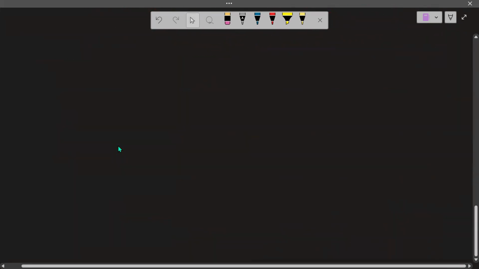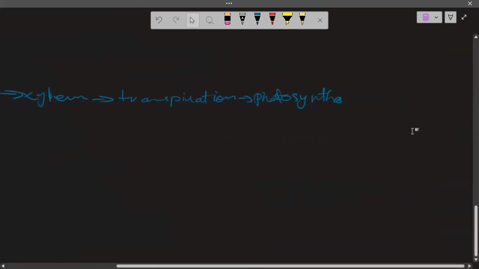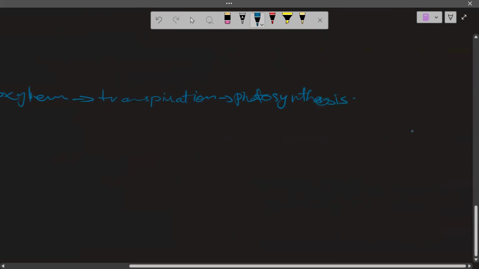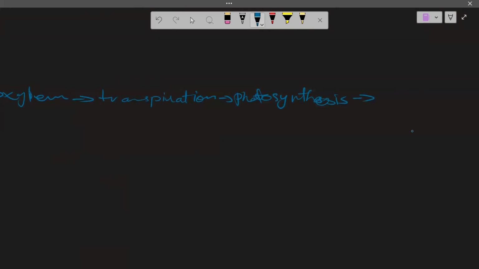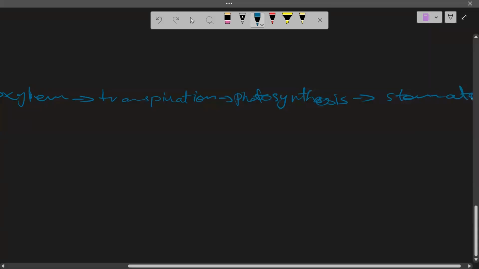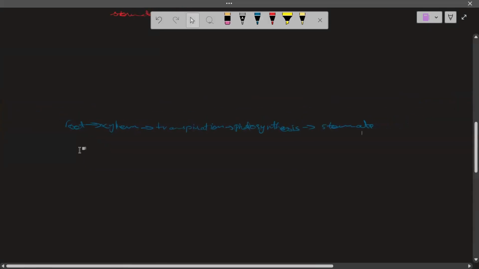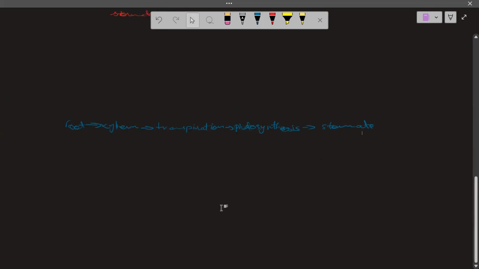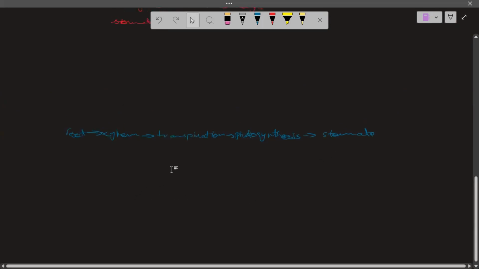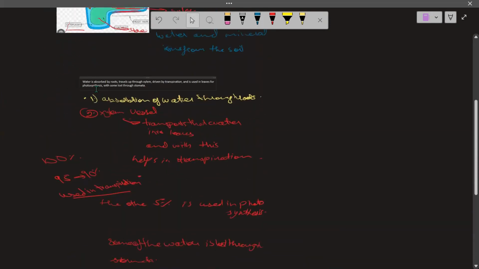What happens when it enters the root? Let's summarize it: first it enters the root, then the xylem vessel, then it is used in transpiration, used in photosynthesis, and lost through stomata. I hope you are noting these points down. Even if you just write these five words and remember how to make a sentence out of them, you will be able to learn this whole question.